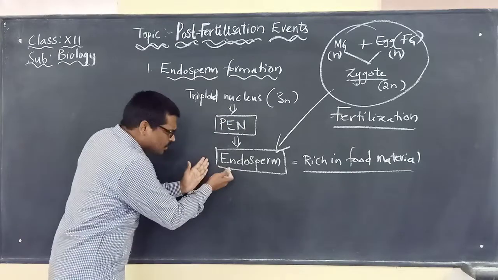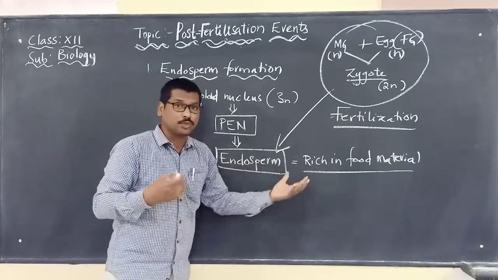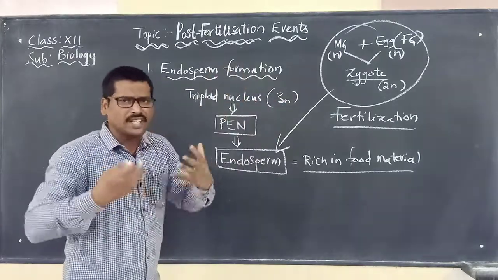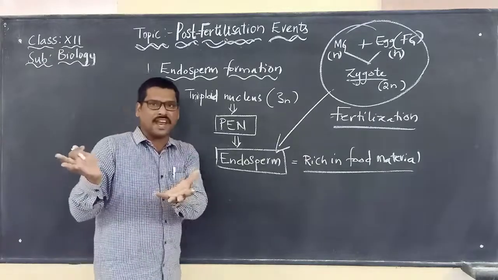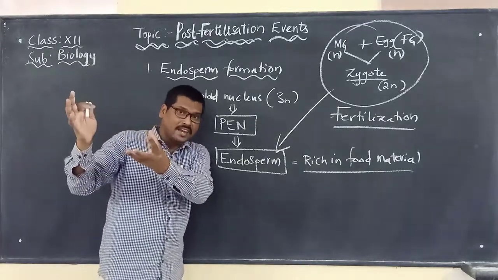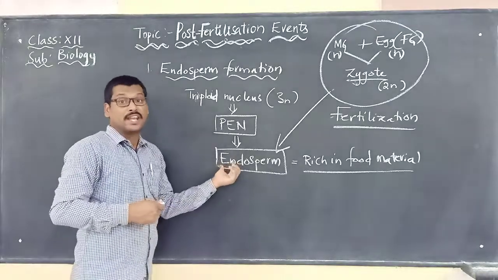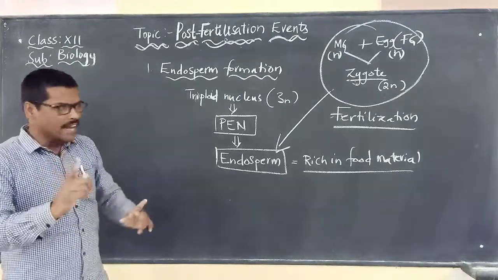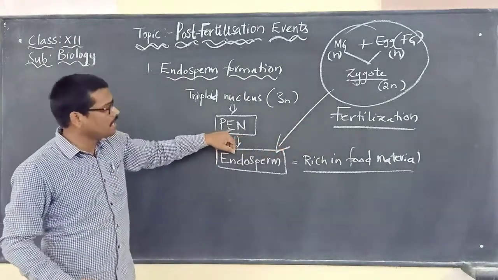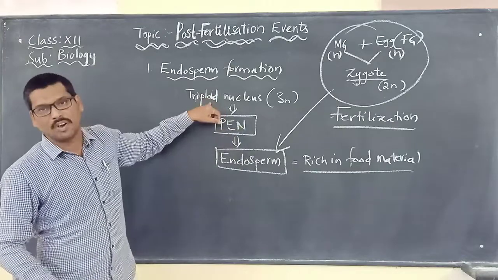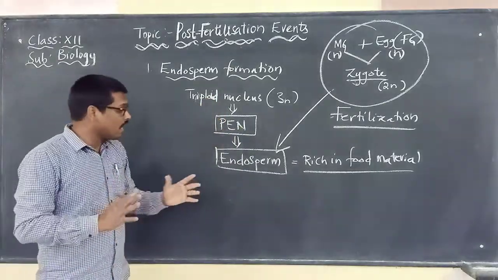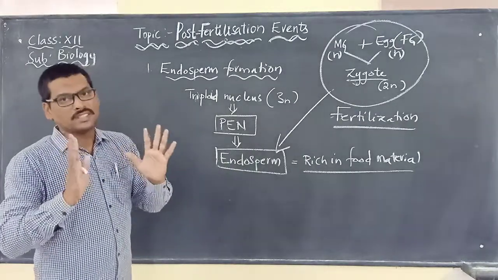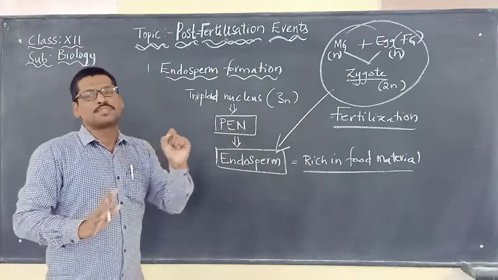Endosperm. So, this growth and development of the endosperm, which is rich in food material, obtains food from the growing plant. The plant will be supplying all the nourishment, the food material that is prepared in the plant, and the food is absorbed and stored in the endosperm. So, endosperm is rich in food material, which is formed right after the fertilization from the primary endosperm nucleus, which is triploid. But this endosperm may be of different types. So, we will see now the types of endosperms.